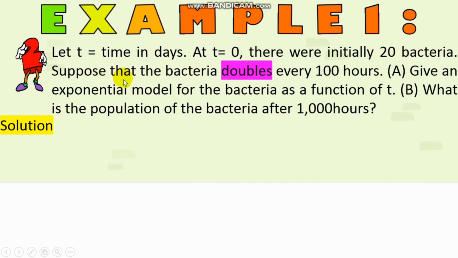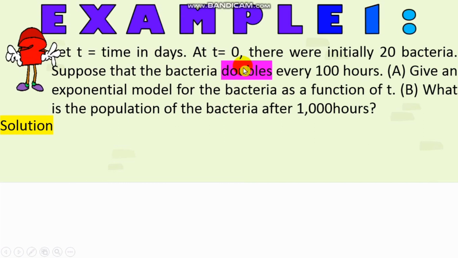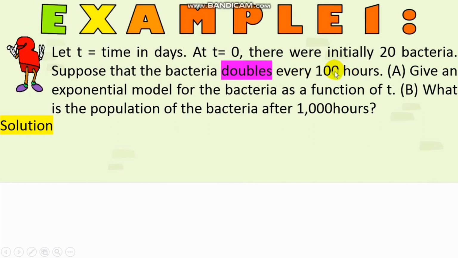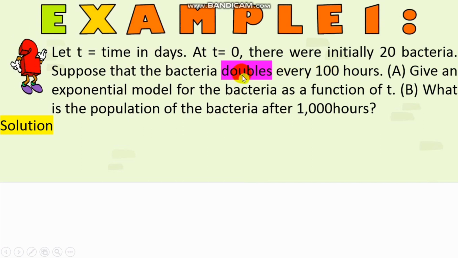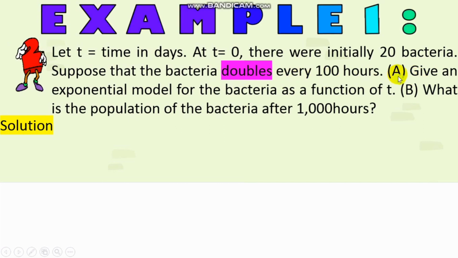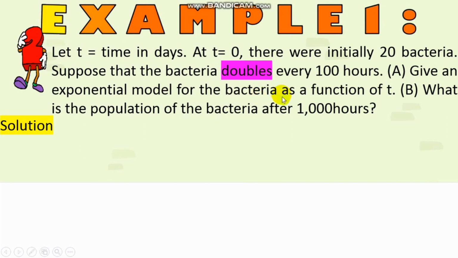Suppose that the bacteria doubles. So, meron kang word na double. So, take note mo yon. Every 100 hours. So, ibig sabihin, kada 100 hours, dumodoble yung bacteria. Okay, yung population ng bacteria. So, ang gagawin natin, give an exponential model for the bacteria as a function of t.